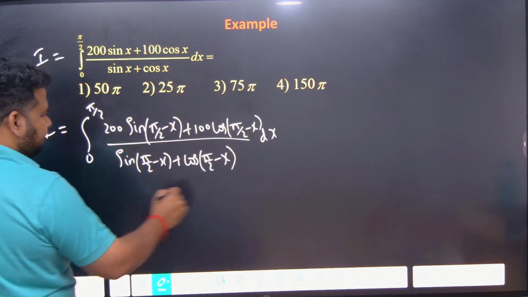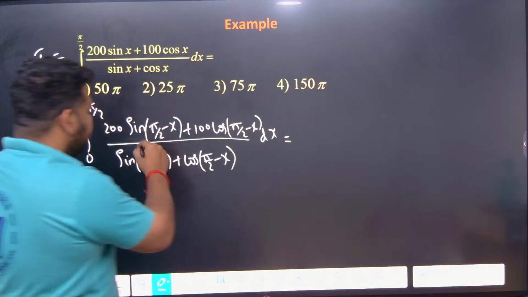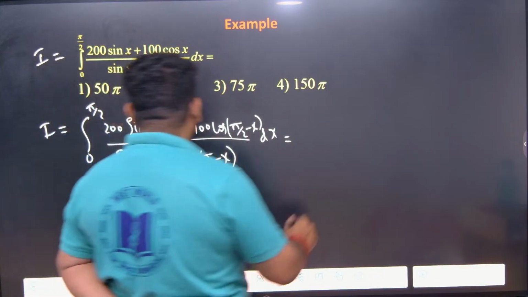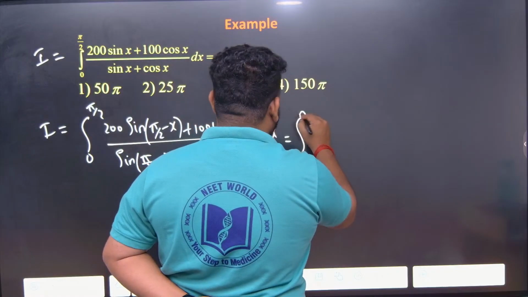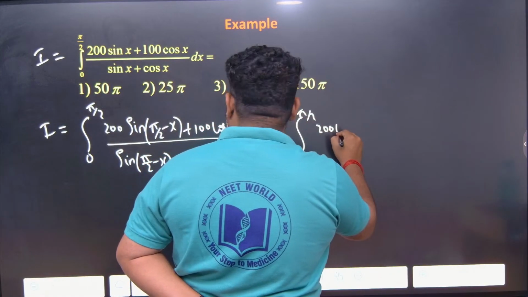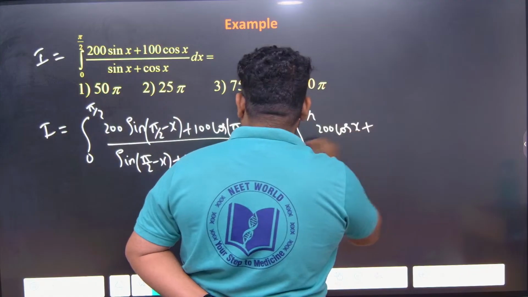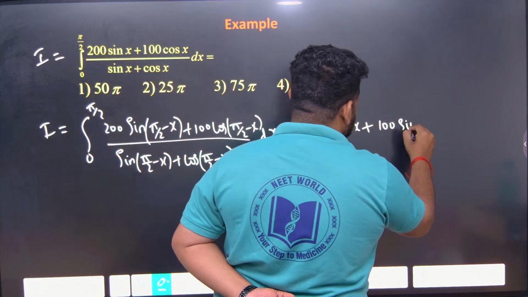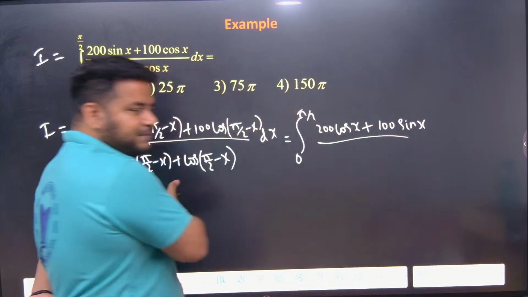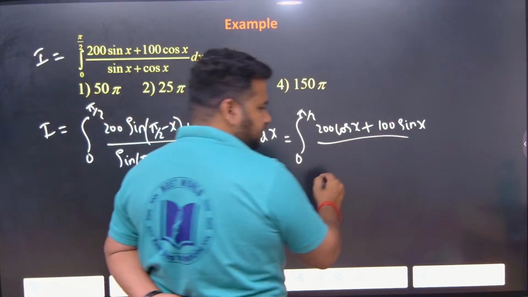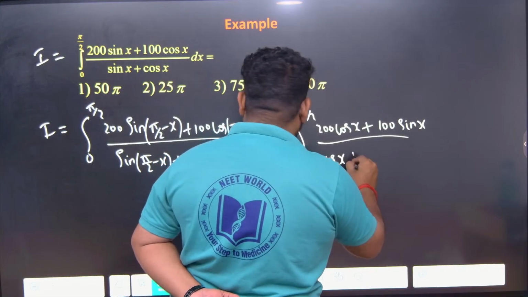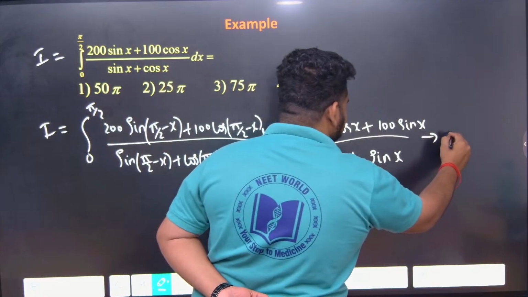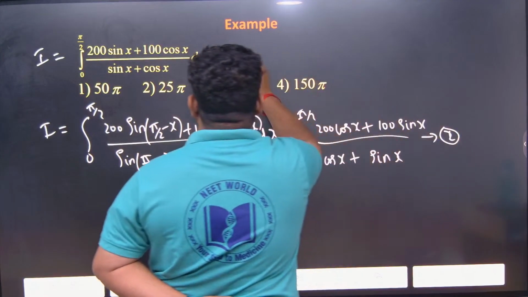On simplifying, I will get 200 sin of pi by 2 minus x, which is cos x. This will become the integral from 0 to pi by 2 of 200 cos x plus 100 sin x, since cos of pi by 2 minus x is sin x, divided by, with the complementary angle sin of 90 minus theta being cos theta, cos x plus sin x. Let this be equation 2, and let the earlier one be equation 1.